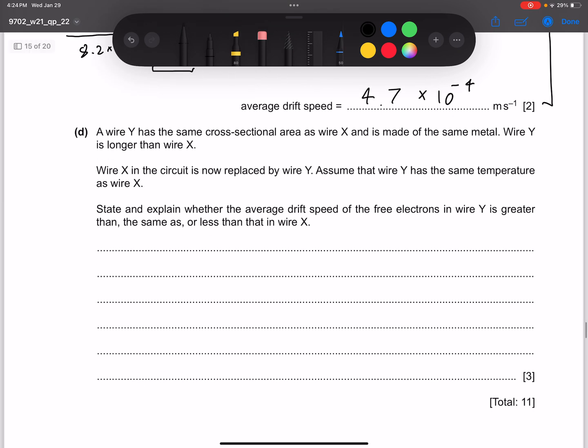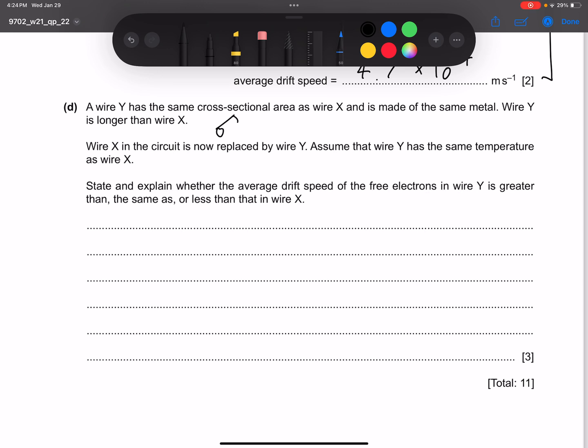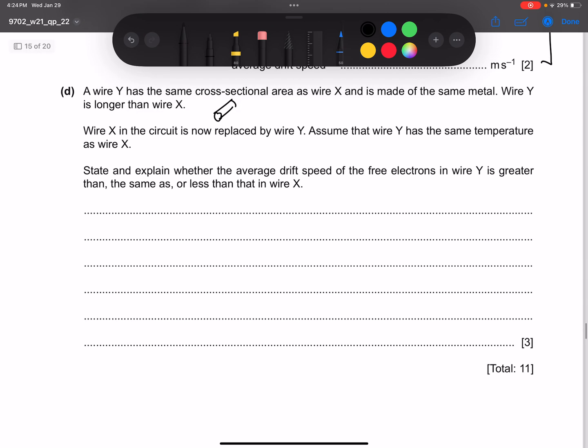Okay, this is our last part, and this is a bit of a theory question, I guess. So now we say a wire Y has the same cross-sectional area as wire X and is made of the same metal. Wire Y is longer than wire X. So everything about wire Y is constant except the fact that wire Y is longer. Wire X in the circuit is now replaced by wire Y.